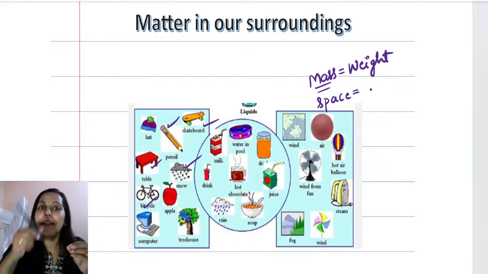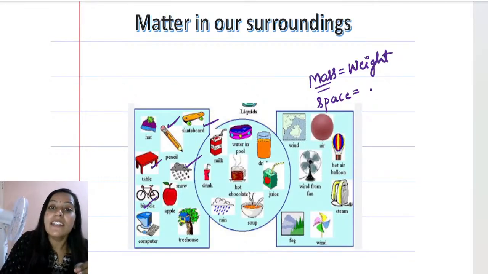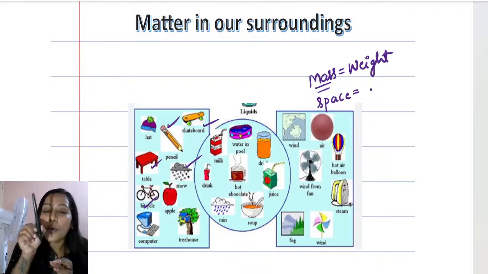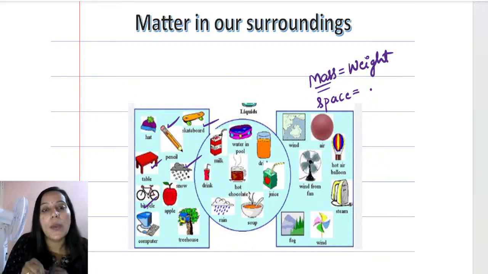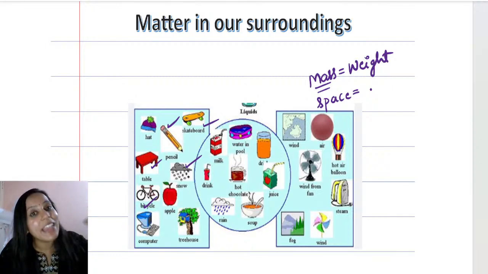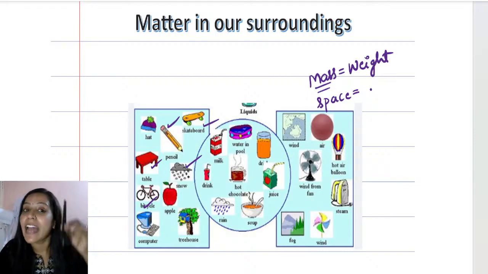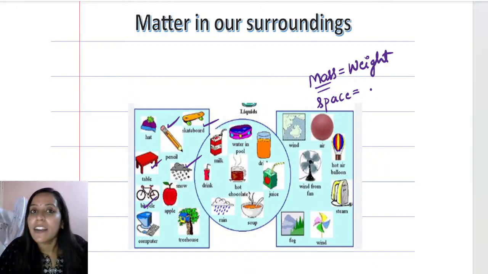Say for example, now I am holding a pen in my hand. If I keep this pen on this table, this pen will occupy some space. So if this pen is occupying some space, I can consider this pen as a matter. And even if I keep this pen on a weighing machine, definitely it shows some weight. It may be 10 grams, 20 grams, 50 grams, whatever it may be, but definitely it has some weight.